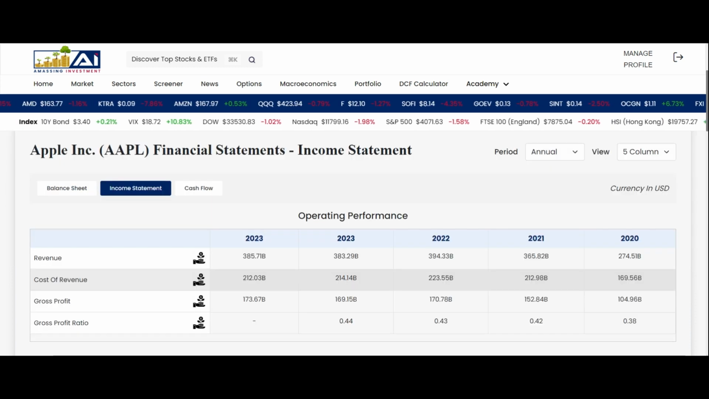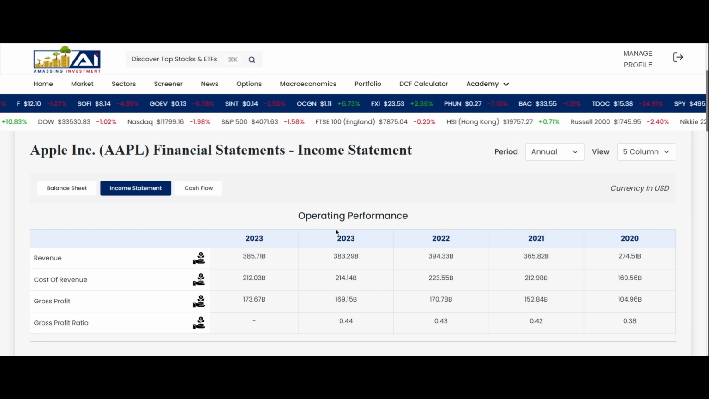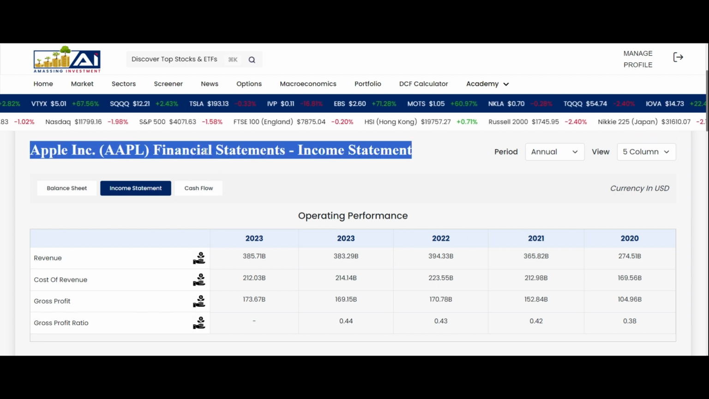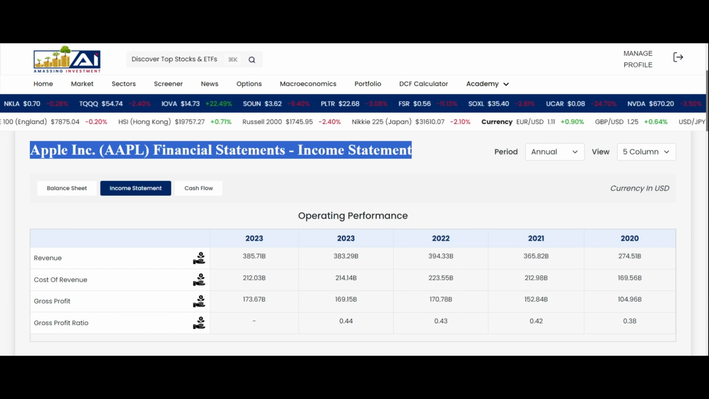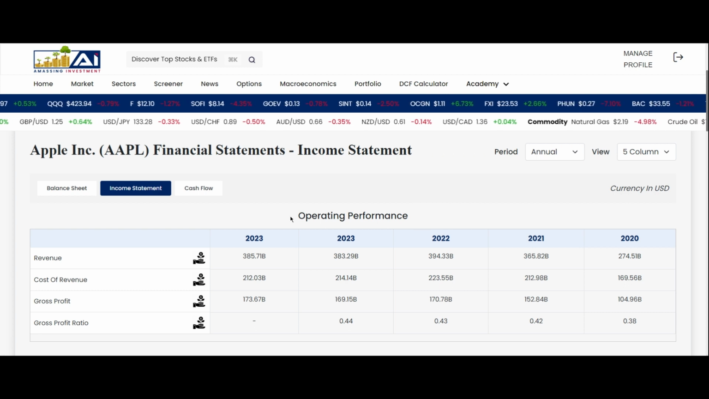Next in our exploration of Apple's financial landscape is the income statement page, often likened to a company's report card. This pivotal document outlines Apple's financial performance over a specific period, detailing the journey from revenue to net income. It's here that the story of Apple's profitability unfolds, offering insights into the effectiveness of its operations and strategies. Understanding the income statement is crucial for gauging a company's health and future prospects.